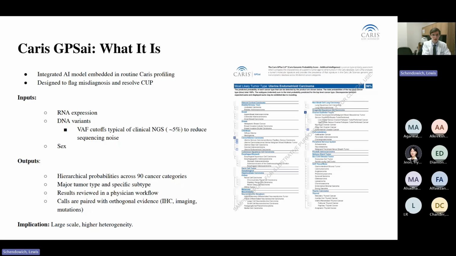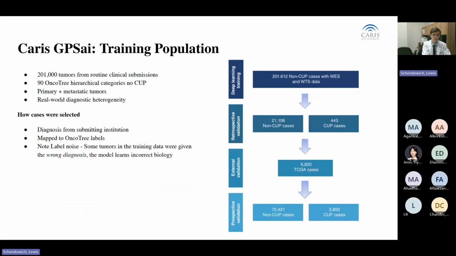The results are then also integrated into a physician workflow. So some of the results are going to be reviewed by a pathologist, reviewing the IHC, as well as the overall evidence, the orthogonal evidence, meaning that it's not just these three elements, but also additional evidence to ensure that the report that it's giving, the CARIS AI, actually is true, biologically true, and can be actionable.